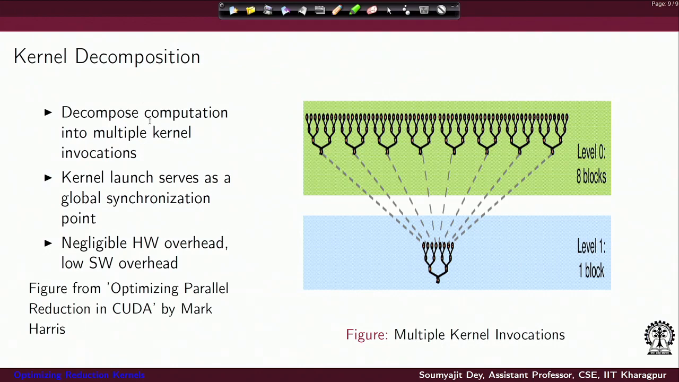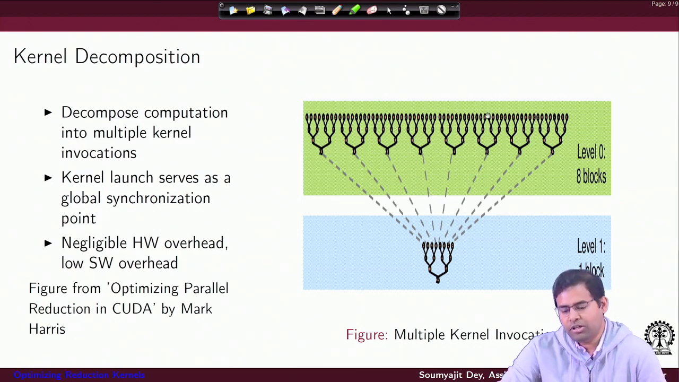So you decompose the computation of the overall sum across multiple kernel invocations, and the kernel launch serves as a global synchronization point. So after every kernel launch, when you get the data back, those are the synchronization points from which you can gather the data and again launch further kernels, right? So this is kind of a tree of kernel launches which we are trying to show, that you have large data, with each launch you get some part reduced, and finally it comes down to one block.